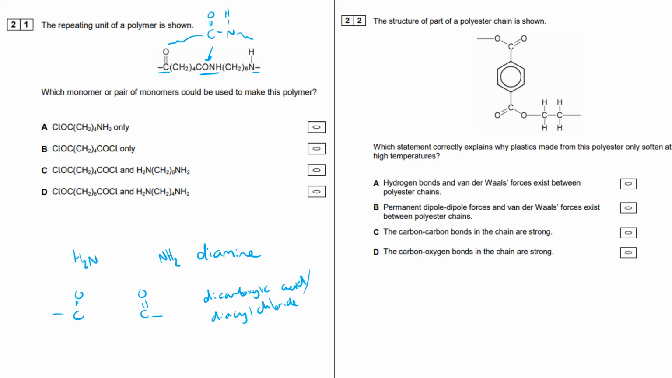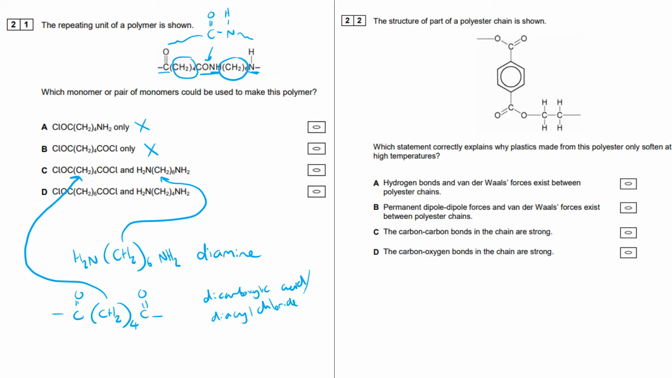Next to the C double bond O's, we've got 4 CH2s. Next to the NH's, we've got 6 CH2s. So having a look through the options, it's not going to be A or B. So it has to be C or D. Which one has the correct monomers? You've got your 6 CH2s between the amine groups, and you've got your 4 CH2s between the diacyl chloride groups. So answer C is correct.